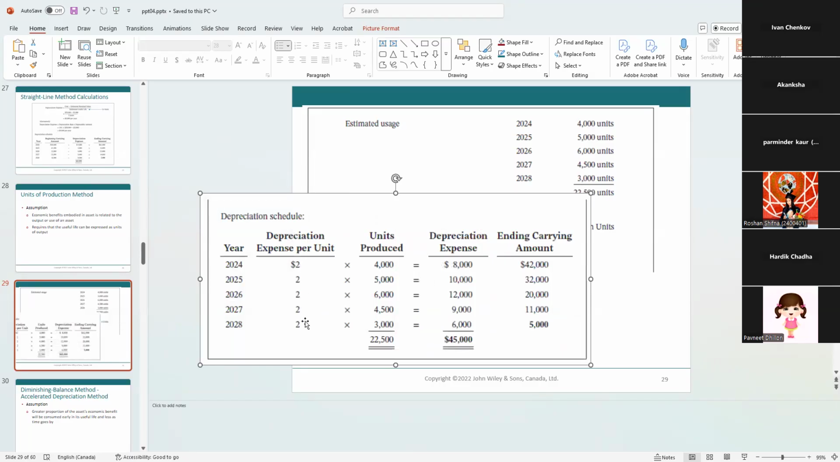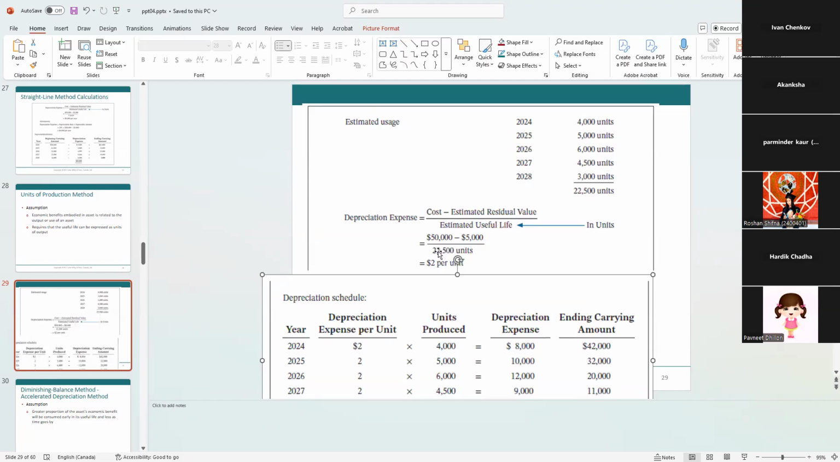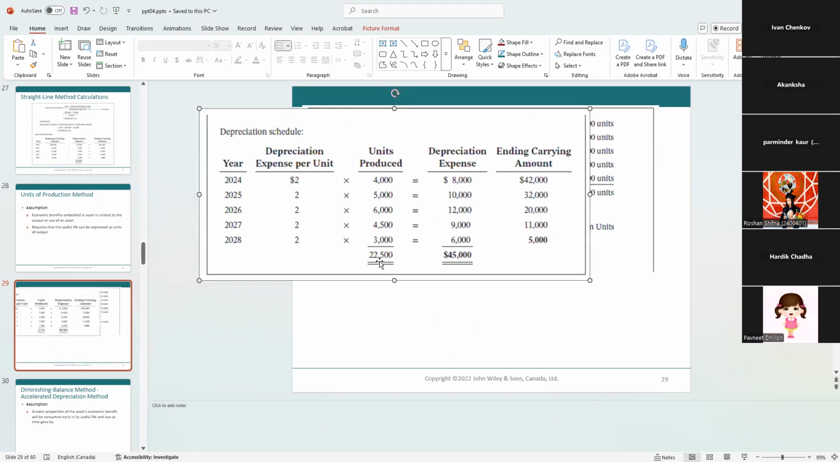Don't forget one thing. You have this rate per unit only and only using the calculation of the total number of units, which should be equal to the total number of units that you are actually using the machine for. Can you produce more units? Yes, you can. But can I deduct depreciation based on the additional units you are producing? No, you can't. You can only depreciate based on the 22,500 units. That's the only way you can get $45,000 accumulated depreciation as a balance and $5,000 carrying amount.